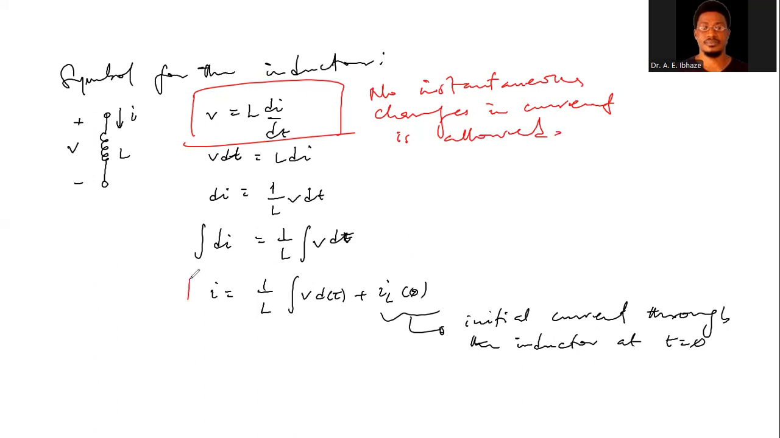Then the voltage-current characteristics follow directly, so that the i-v characteristic will be v equal to L di dt, and i equal to 1 over L integral of v dt plus i(t0).